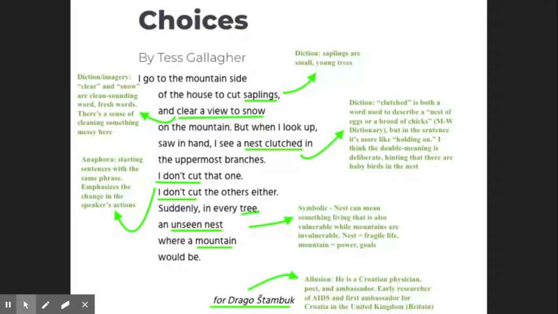Same thing at the bottom. You'll notice that there is a dedication. And I'm like, I have no idea who this person is. Who is Drago Sambuk? I have no idea. So again, I looked him up and wrote down who he is. And I noted that this is an allusion. So in this step, you want to identify, you want to talk about the significance, what is that doing, and you may need to do a little bit of research, a little bit of Googling.